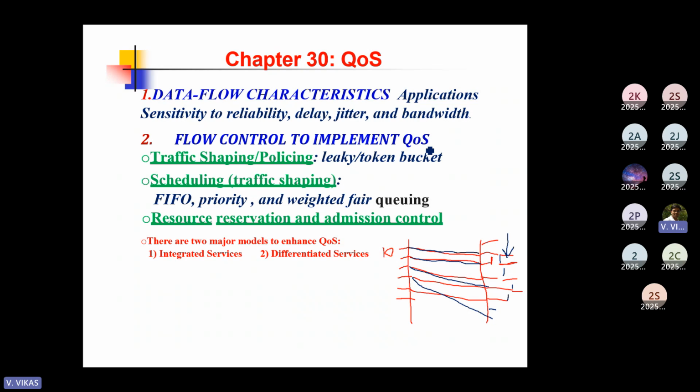Okay, so we discussed traffic shaping or policing, and we also look with respect to scheduling. There are different mechanisms for flow control to improve quality of service. One is traffic shaping or policing, where we talk about the important topics I was talking about, leaky bucket and token bucket. Scheduling: FIFO, priority queuing, and weighted fair queuing. We discussed these in the lab also, we did the experiment also. Then resource reservation and admission control, where we have integrated and differentiated services.